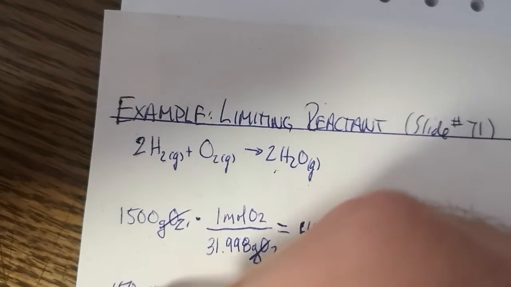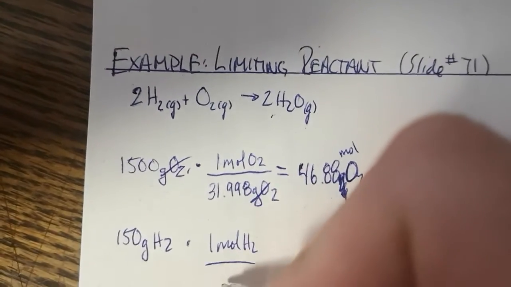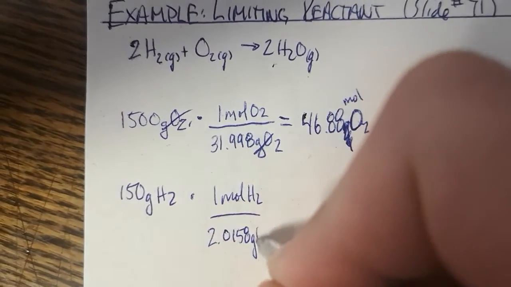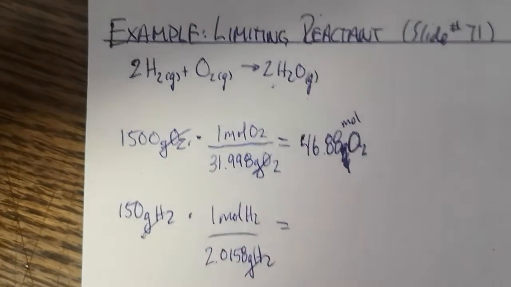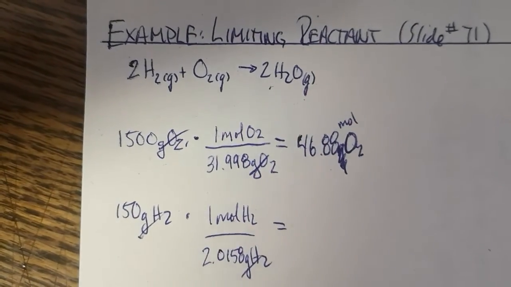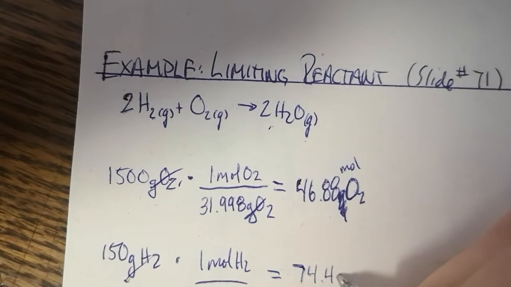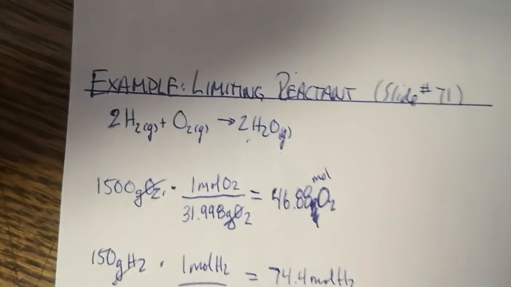Okay. So 150 grams of hydrogen. Let's convert that into moles of hydrogen from grams. 150 divided by 2.0158 gives us 74.4, and that's moles of hydrogen because grams canceled.